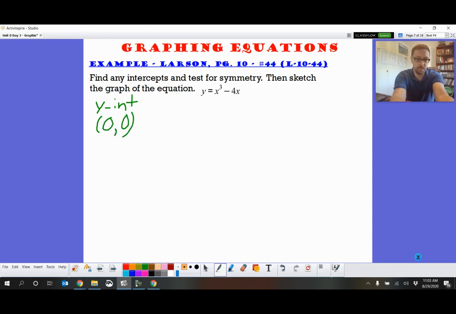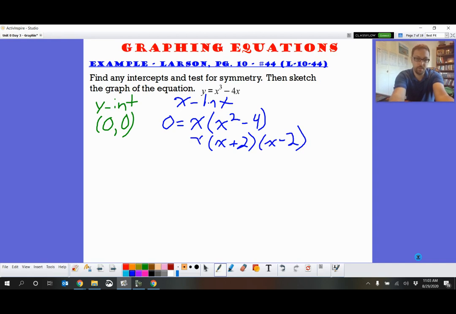In terms of my x-intercepts, I'm going to set 0 equal to the function, and I'm just going to factor right away. So we've got x times x squared minus 4. That's a difference of squares, so that's x plus 2 and x minus 2. Setting each factor to 0, our x-intercepts are at the origin. Well, we knew that. It already went through there as a y-intercept. It's an x-intercept too. We should have another one at -2, 0, and we should have one at 2, 0.